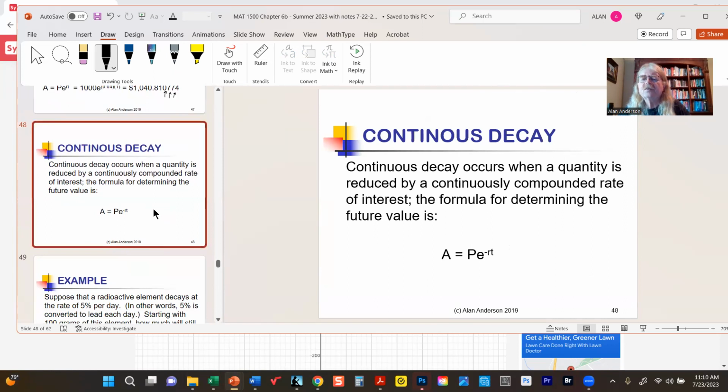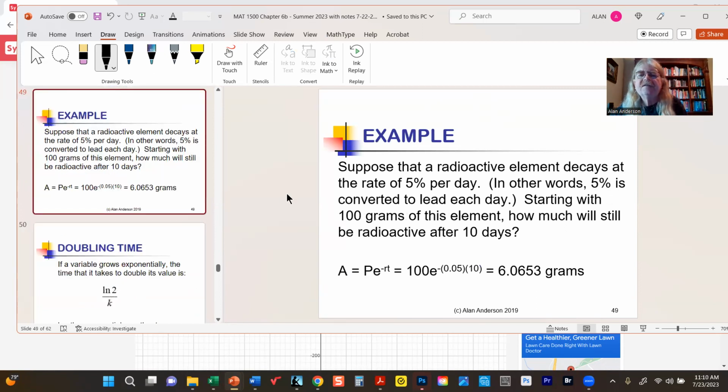Now, continuous decay is just the reverse, as we discussed. We can use the same notation here. There are a few things that we could apply this to. You could apply this to the value of a new car, let's say, where it experiences depreciation. But why don't we stick with the classic physics example of radioactive decay? We have a radioactive element that decays at a rate of 5% per day, which means it's being converted to lead. Or if you want to think about it in terms of carbon-14 dating, we can do the same thing.